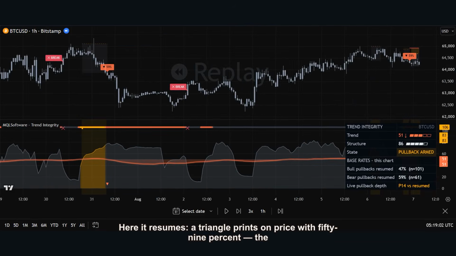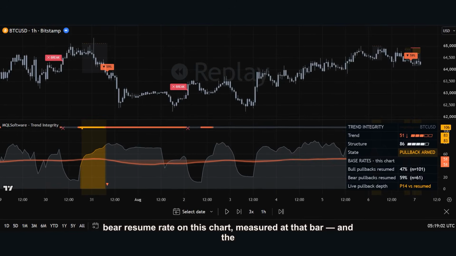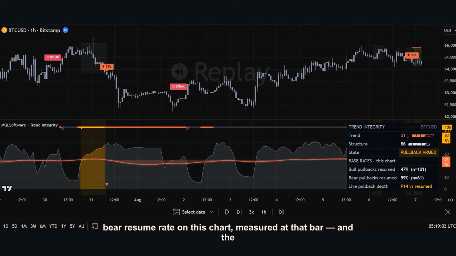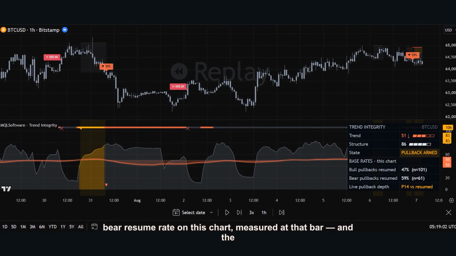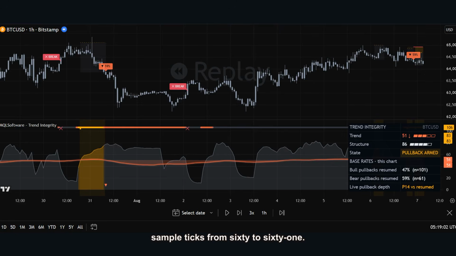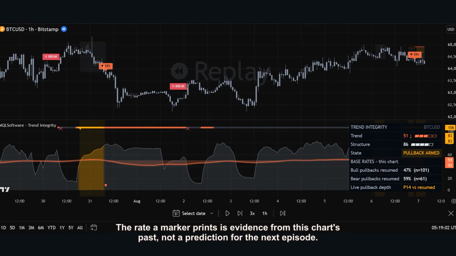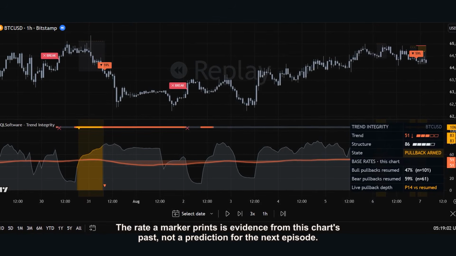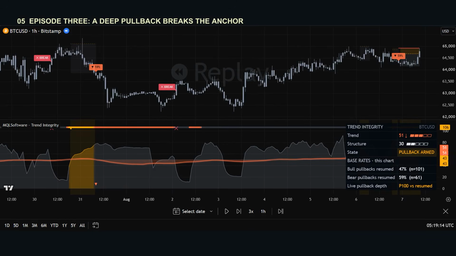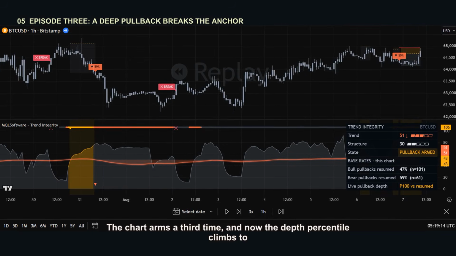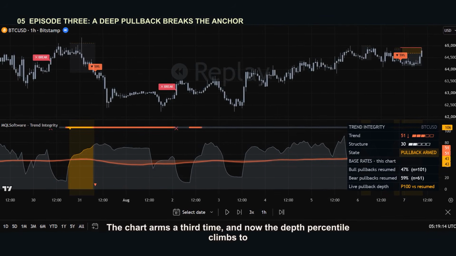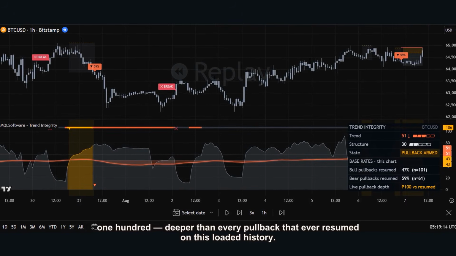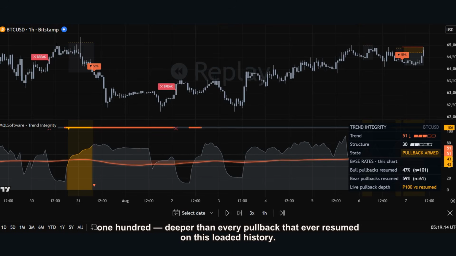Here it resumes. A triangle prints on price with 59%, the bear resume rate on this chart, measured at that bar, and the sample ticks from 60 to 61. The rate at marker prints is evidence from this chart's past, not a prediction for the next episode. The chart arms a 3rd time, and now the depth percentile climbs to 100, deeper than every pullback that ever resumed on this loaded history.